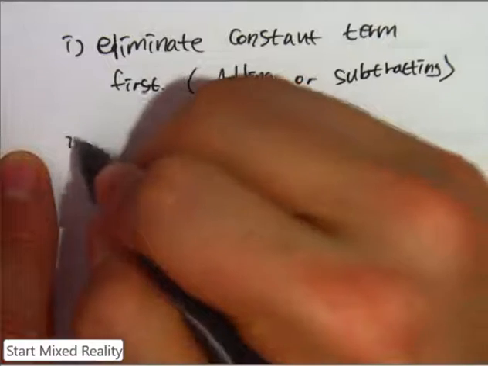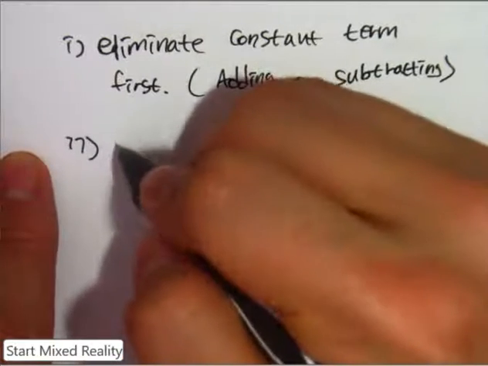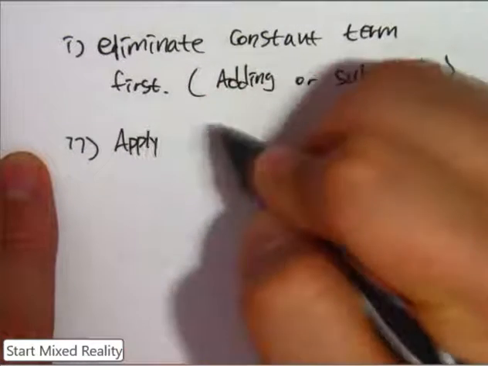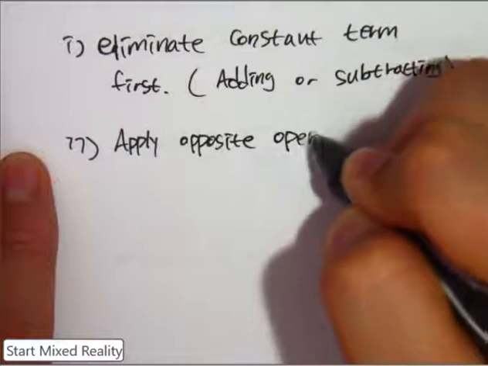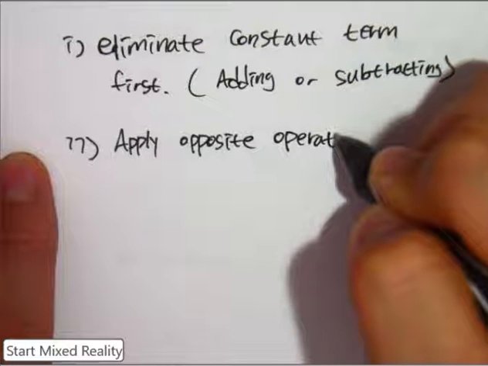Number two, apply opposite operation. You need to do either one to eliminate the constant term, or number two, eliminate the numerical coefficient, which is the isolation step. We learned about that last time.